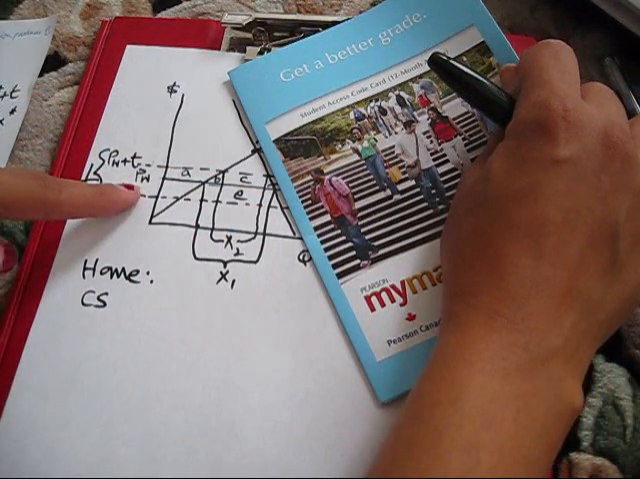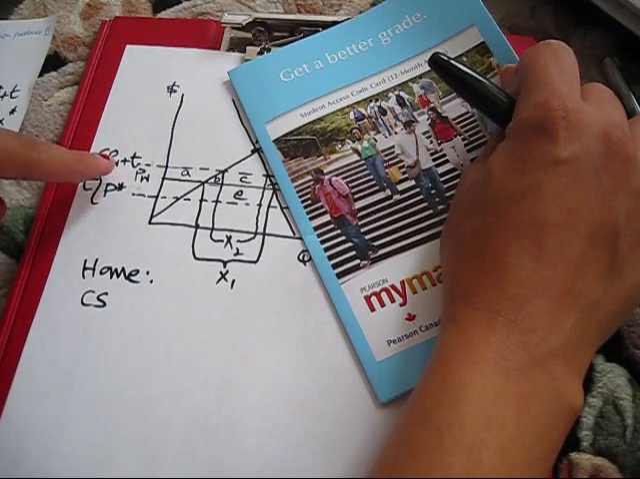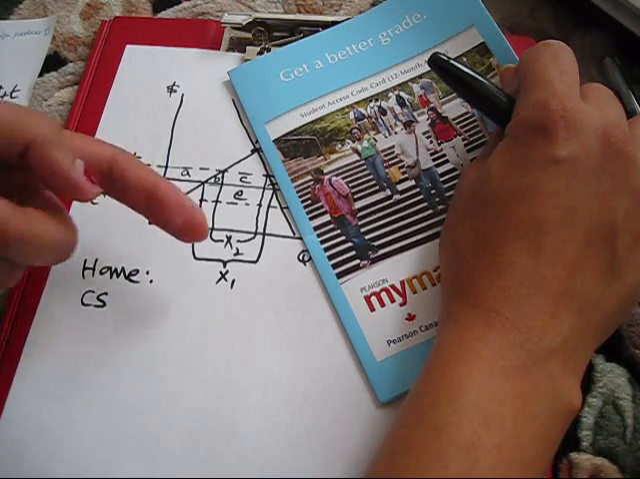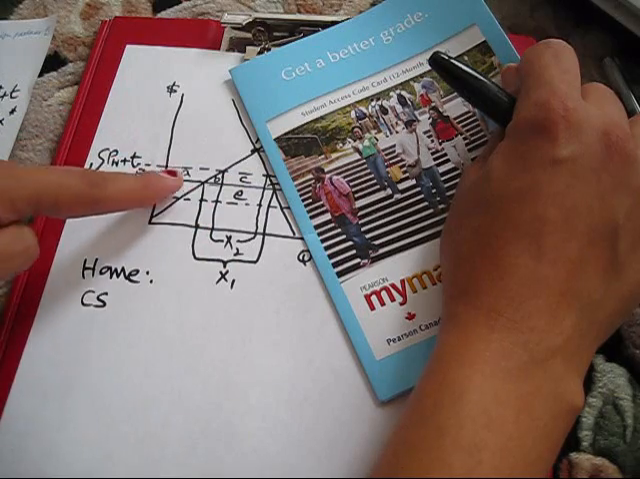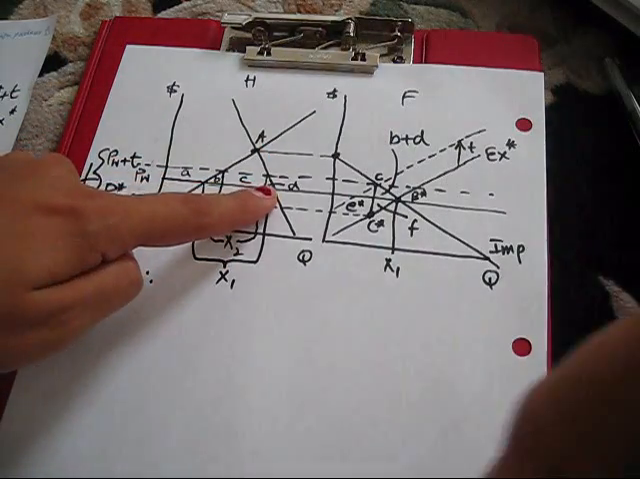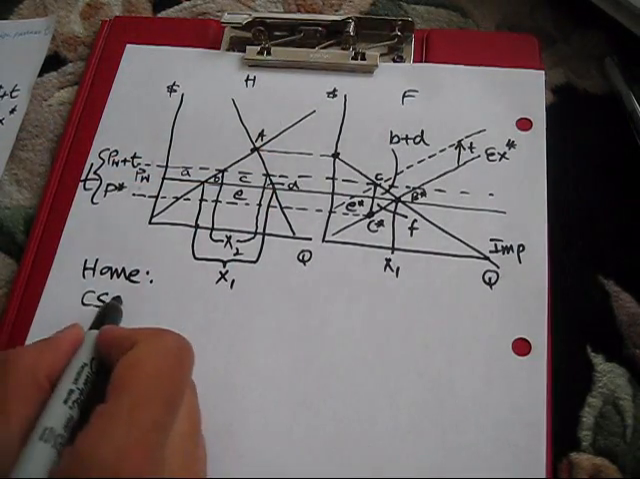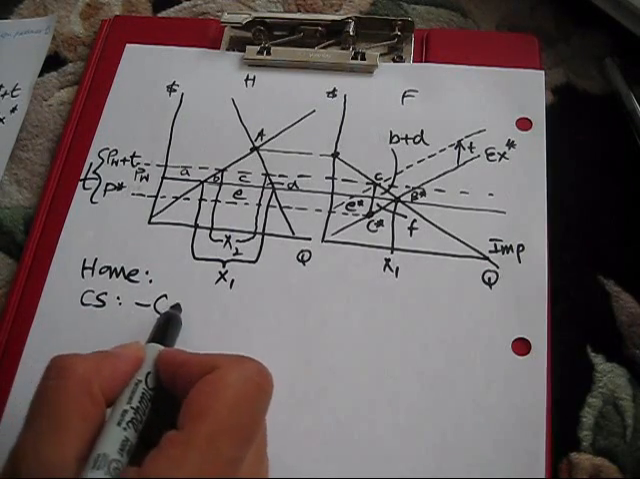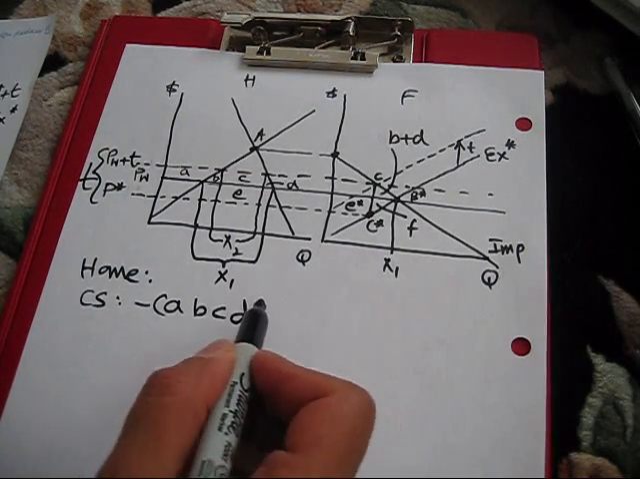Now they lost it after paying PW. Now the new price is PW plus T, right? It goes up. So they lose A, B, C, and this little space here. So consumer surplus decreases by minus A, B, C, D.